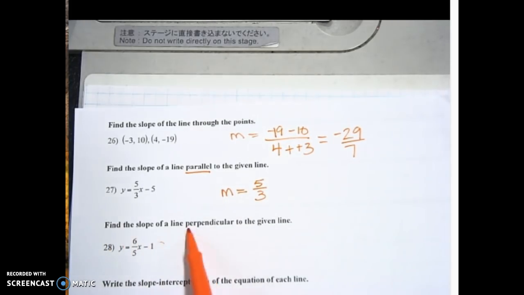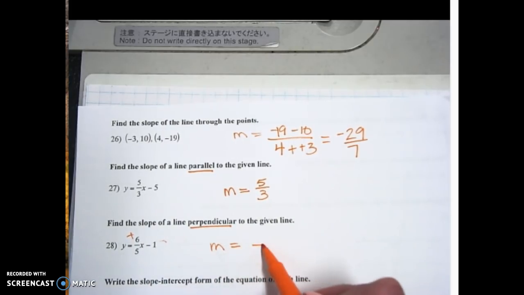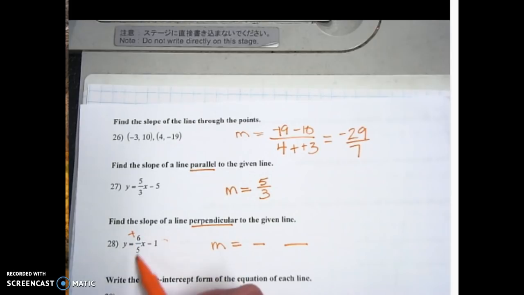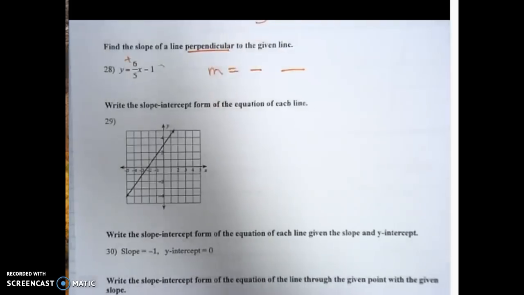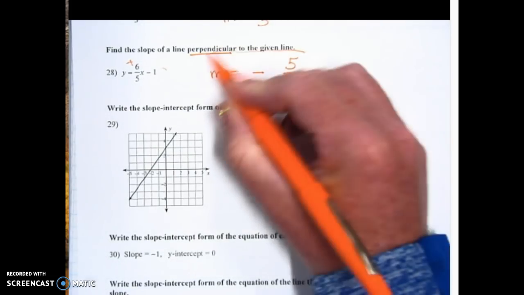28, find the slope of a line perpendicular to the given line. So you want the negative or opposite reciprocal. So if this one's positive, your new slope is going to be negative. And if this one is 6/5, you're going to find the reciprocal, which means to flip it, and you'll have 5 over 6. So negative 5/6.